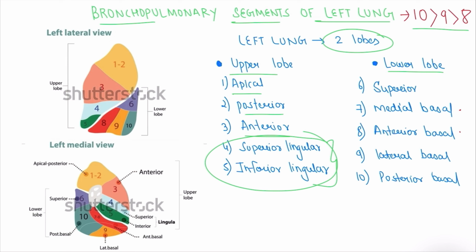In the lower lobe we can see the sixth one is the superior, the seventh one is the medial basal, the eighth one is the anterior basal, the ninth one is the lateral basal, and the 10th one is the posterior basal. You can just remember it as MALP, M-A-L-P. The total number of segments in the right and left lung is 10, but in the left lung the medial basal can be absent in some individuals, so in that case we can have 9 segments. In some cases the medial basal and anterior basal are fused, so there can be 8 or 9 depending upon the total segments of the left lung.